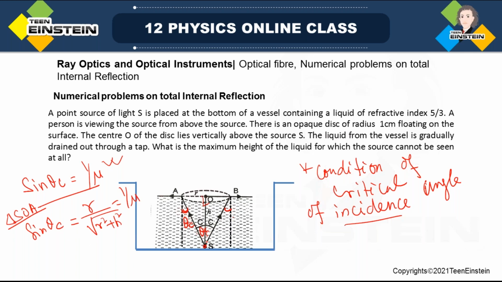But if you drain the water, what will happen? If you drain the water gradually, suppose the water level is somewhere here, then your cone will be greater than the disk itself. Look, this is the radius of the cone. So in that case, you will see some light from here, through here. Some light you will see through this. So this is what the question was.